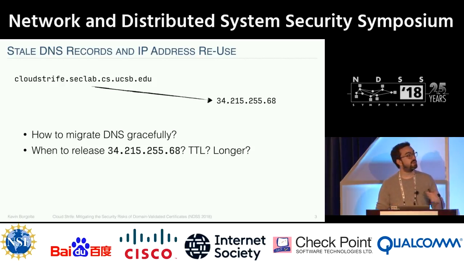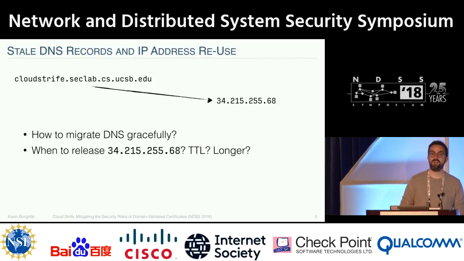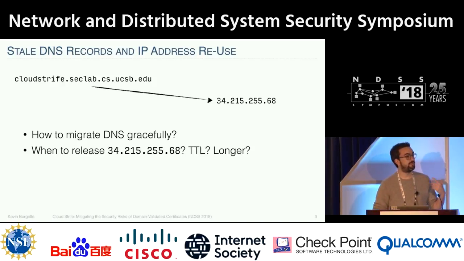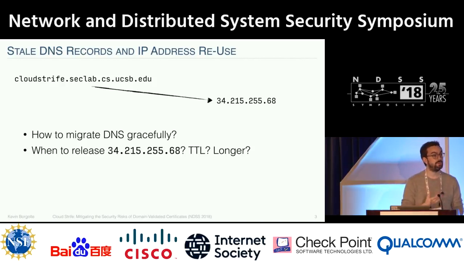The reason why you might want to wait longer is because some recursive name servers in the middle might cache entries longer than what the TTL is specified at. This is particularly the case for name servers in, for example, China, which might cache records for up to a day, even though your TTL is set to 60 seconds.